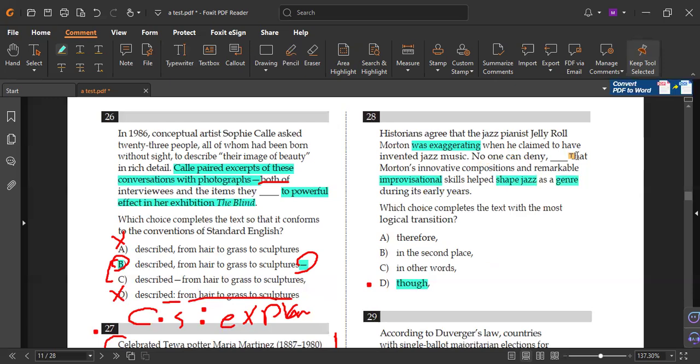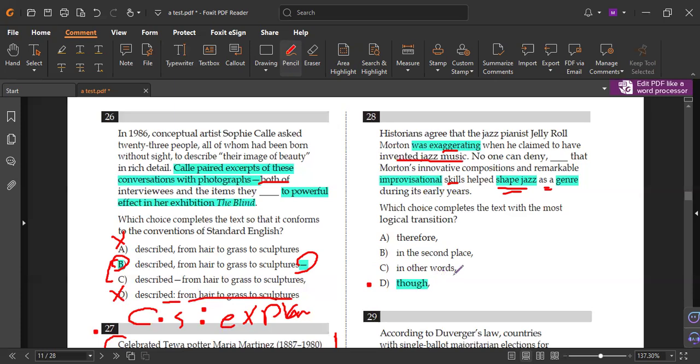So no one can deny, despite this fact, that he did it. Even so, he did not invent jazz music, even though his skills helped to shape it. That's why. Exaggeration means it did not happen. Imagine it like that. If it did not happen, then how did it shape it as a beginner? So it is opposite indeed. But why is C wrong?